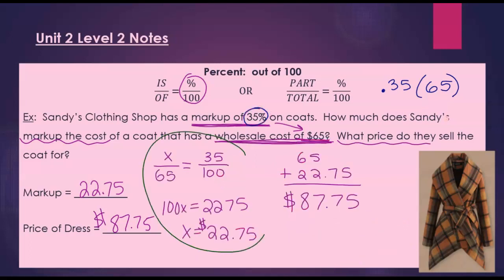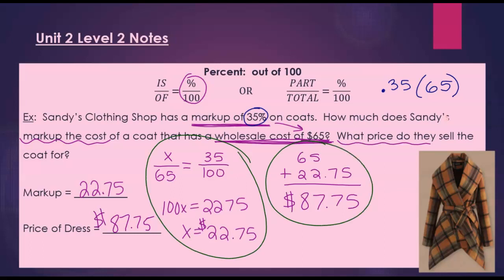The first way I showed it, where we found 35% of the total and then added it on, is really the foolproof way of doing this, but I wanted to show you shortcuts so that you can work smarter, not harder, if it makes sense to you.